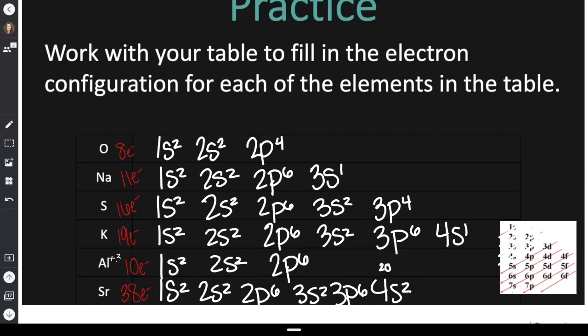So I'm at 4s2, then I go back up here and I go to 3d10. That takes me to 30. After 3d10, I go to 4p6. So there's 36. And after 4p6, I go to 5s2. Ran out of room, so there's my little 2 there. All right, and that gets me to 38 electrons. All right, so please make sure you're paying attention to those arrows and you're following the correct path to fill these.